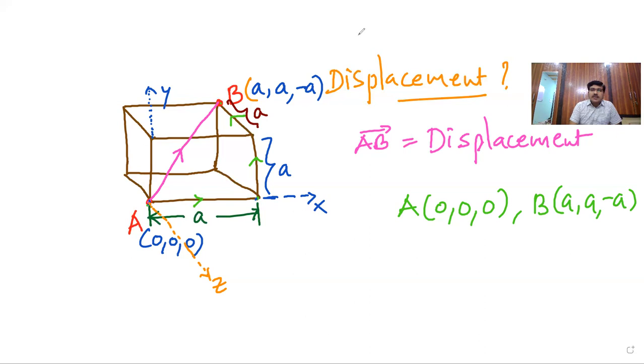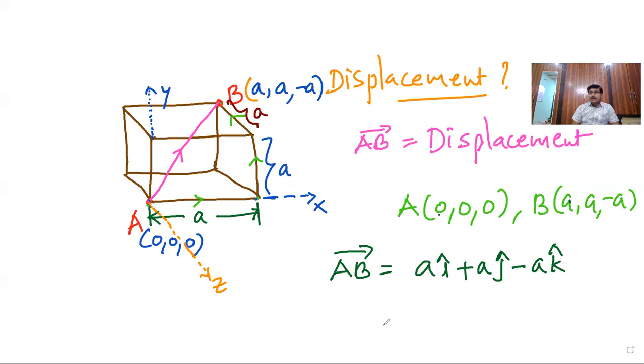Now, I want to denote the displacement vector AB bar. So AB bar is a vector. Clear? The distance between A and B, from the initial point to the final point, is the straight line, the shortest distance. So that is equal to the difference of these coordinates in the form of a vector: (a minus 0) i cap, plus (a minus 0) j cap, plus (minus a minus 0) k cap. This is the vector notation.